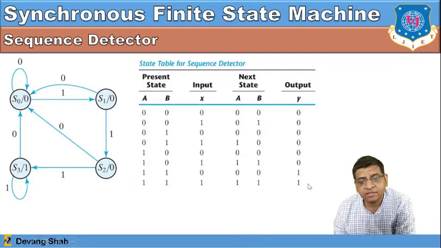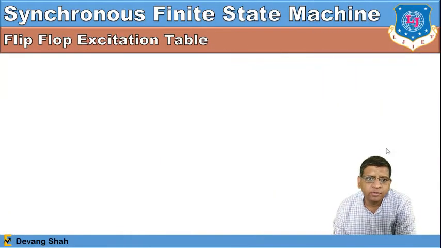Like let's say the last one, 1 1, it goes to 0 0. So 1 1 goes to 0 0 when input is 0 and output is 1. So when input is 0 and output again is 1, right? That way you can verify this particular sequence, and you can go through this.